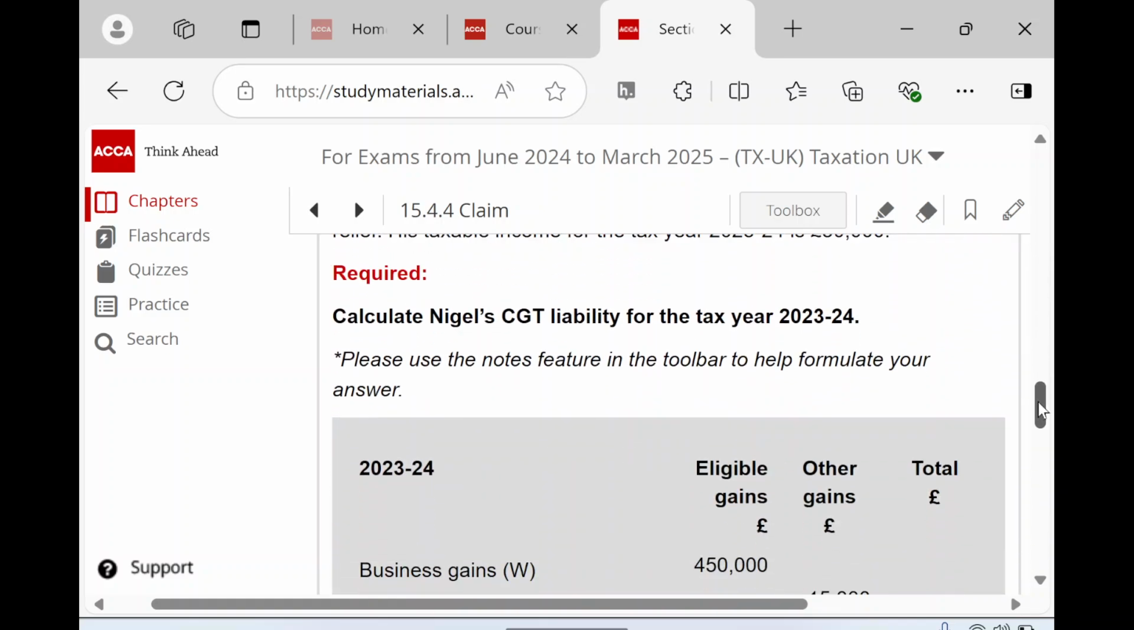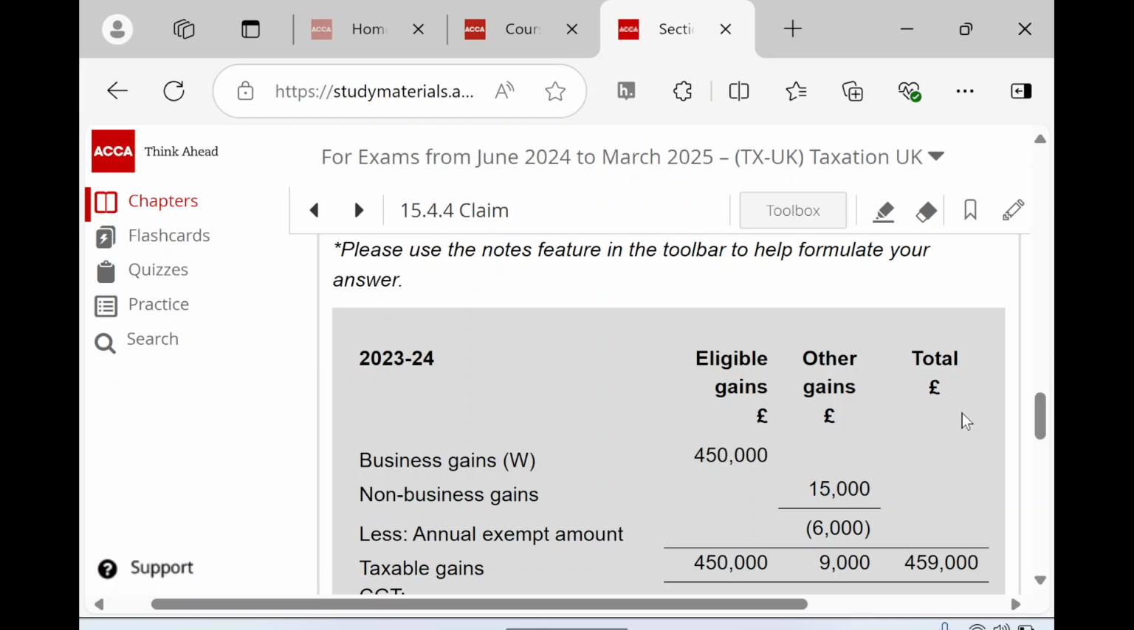Now, in terms of the answer, I'll just go down this slowly. So what we see is the answer set up, and note immediately several columns. One, eligible gains, i.e. eligible for BADR, and two, other gains. Now this is typical of the TX examiner, where he throws in another asset, hoping that what you'll do is just lump all the gains together. And in this particular case, we know that we don't, because the bottom line is that this other gain isn't eligible for BADR. So what do we have here? We've got 450, more of that in a moment.